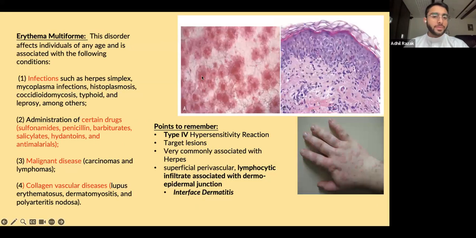This is another image. It is a little less characteristic, but you can see there is a reddish center on a flat lesion, surrounded by a lighter outer ring. It is caused by infections such as herpes simplex, mycoplasma infections, histoplasmosis, coccidioidomycosis, typhoid, leprosy, and other infections. In your exam, you're probably going to have a vignette of herpes simplex rather than the rest. But just keep this in mind in case they pull a fast one on you.